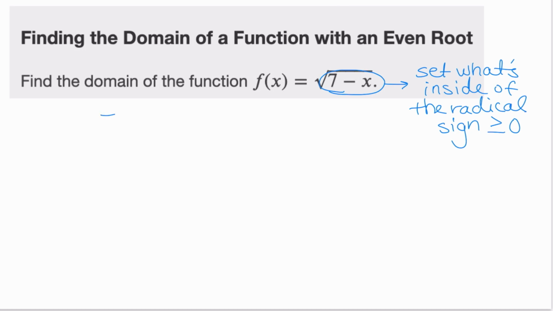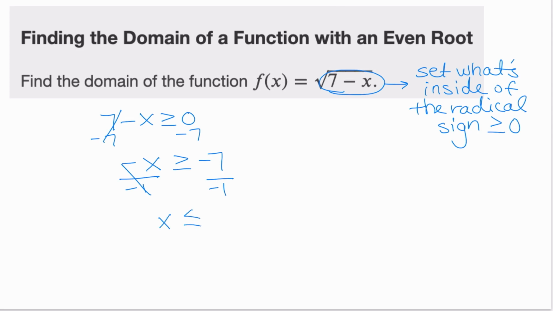So I'm going to write 7 minus x is greater than or equal to 0. I subtract 7 from both sides. That means negative x is greater than or equal to negative 7. When I divide by negative 1, by the rules, if you remember, you have to switch the inequality because you are dividing by a negative. So that means that all of my x values have to be numbers that are less than or equal to 7.